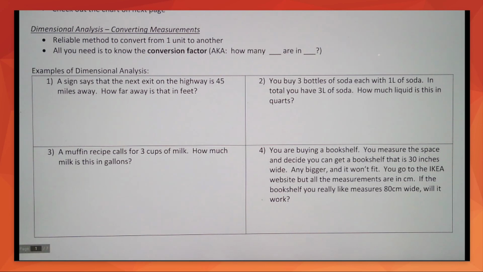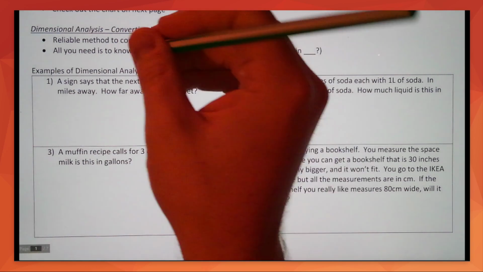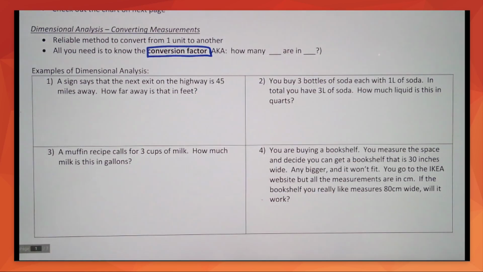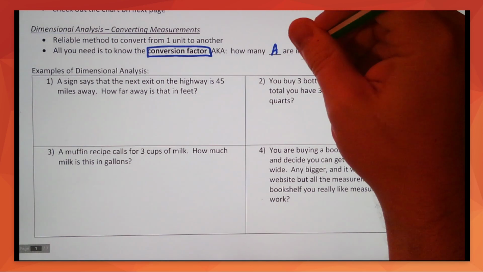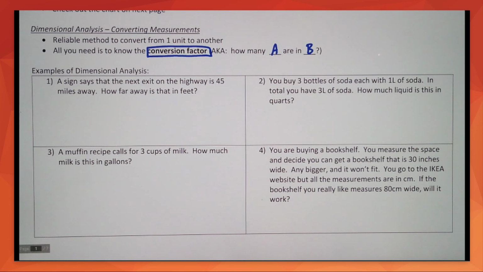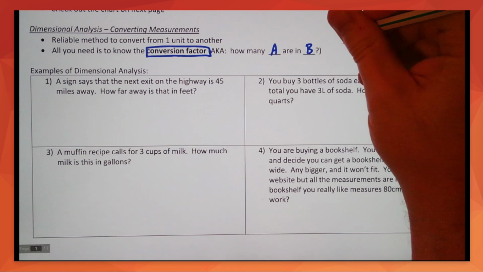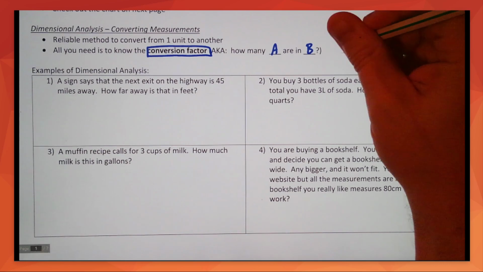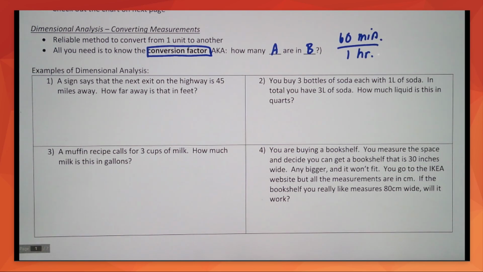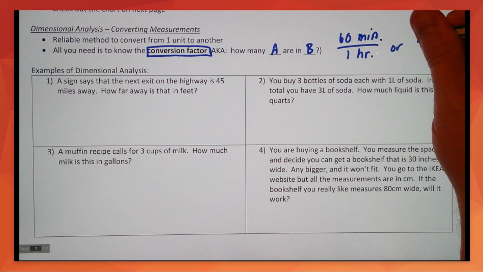And there's a process you can follow every time. It works every time. You only need to know the conversion factor. So that's the thing I have in bold right here, conversion factor. So what's a conversion factor? Well, a conversion factor tells you how much of something, we'll call it A, is in something else, so B. A really good example of a conversion factor could be there's 60 minutes in every 1 hour. Okay, and that's the gist of what a conversion factor is. You can express that in different ways. Another way to express that would be in every hour there are 60 minutes.